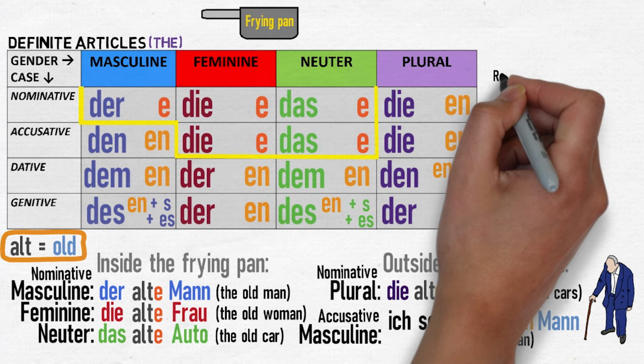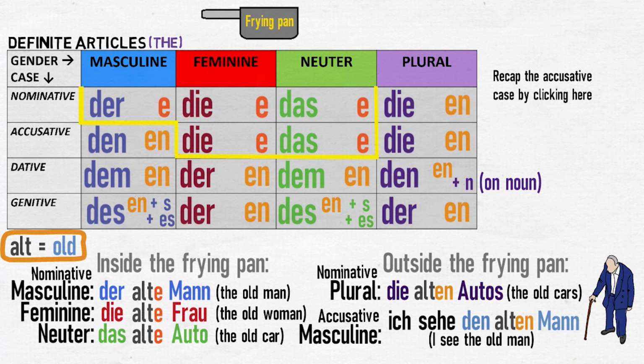If you're unsure of what I mean by the direct object, please go back and watch the accusative case video in this series by clicking here.